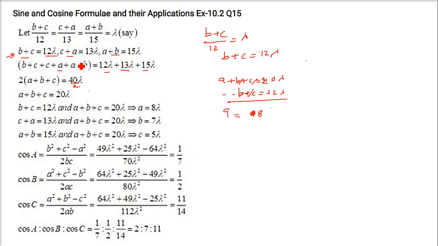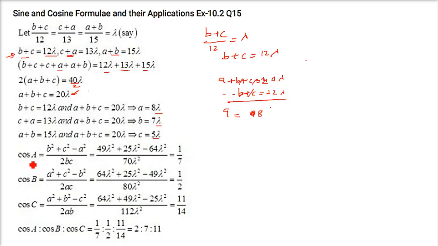Similarly, you can find the value of b with this equation and this equation, and with ab equal to 15 lambda and a plus b plus c equal to 20 lambda, you get the value of c. So now we have a as 8 lambda, b as 7 lambda and c as 5 lambda.